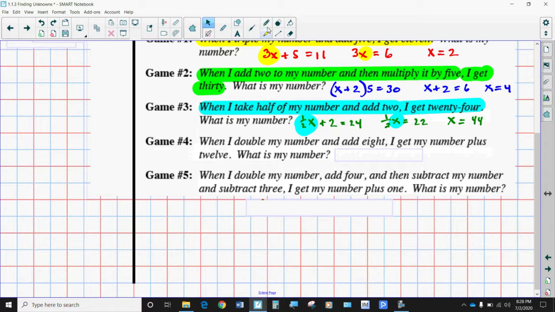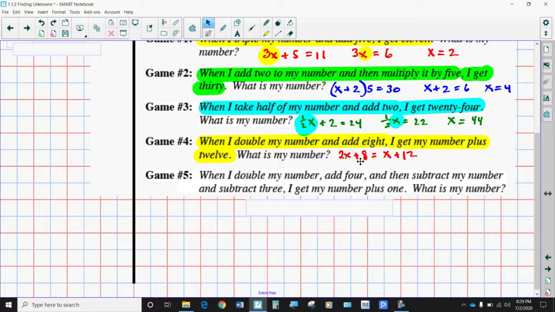Now let's take a look at game number 4. I'll go back to my yellow. So when I double my number and add 8, I get my number plus 12. Alrighty, now we're starting to get kind of confusing here. 2x plus 8 is equal to x plus 12. A few different approaches that we can take. And I'm not sure that this approach that we have up here, just mentally thinking our way through it, is necessarily going to work here.